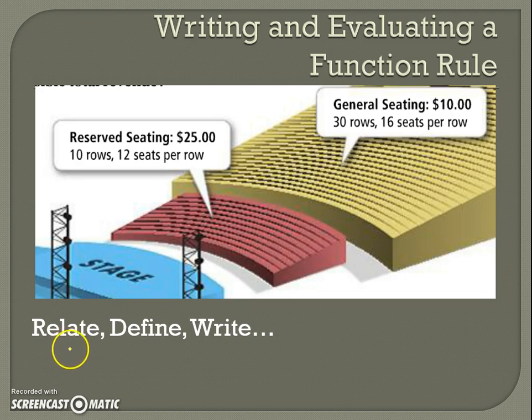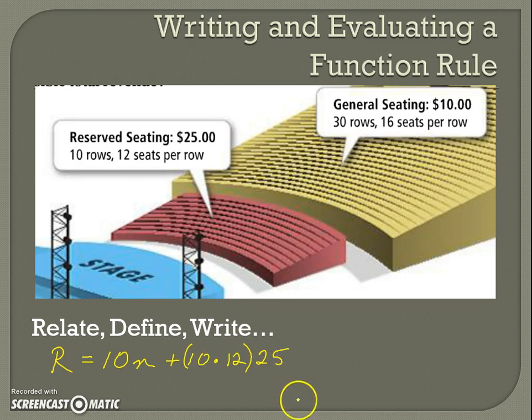So first thing is the revenue is going to equal the general seating, which is $10 per seat. We don't know what that value is, so we're going to say 10 times N for the number of seats that are sold. And then we have to add what we got for the reserved seating. Well, first thing that we have to do for that is to figure out how many seats were sold. So I have 10 times 12.